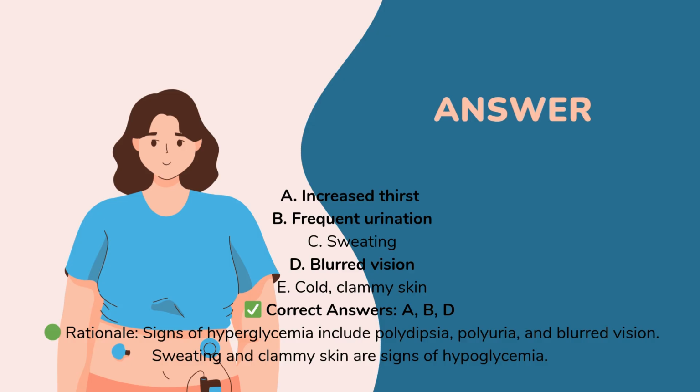Question 1. A nurse is caring for a client with type 2 diabetes. Which of the following are common signs of hyperglycemia? Select all that apply. A. Increased thirst. B. Frequent urination. C. Sweating. D. Blurred vision. E. Cold, clammy skin.